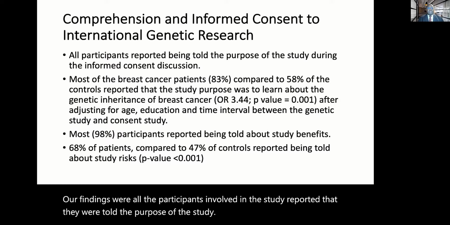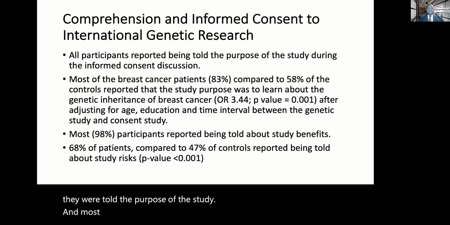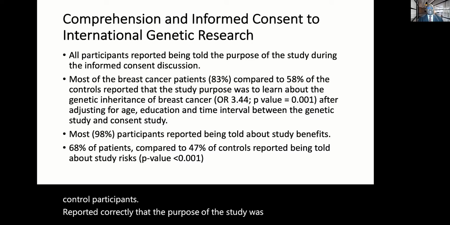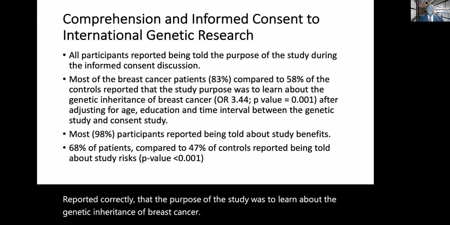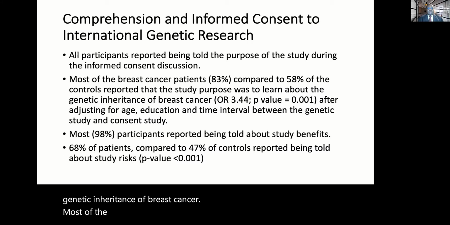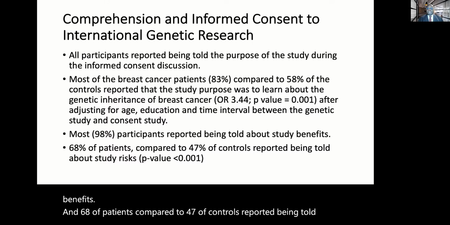Our findings were that all the participants involved in the study reported that they were told the purpose of the study. And most of the breast cancer patients, 83%, compared to 53% of the control participants, reported correctly that the purpose of the study was to learn about the genetic inheritance of breast cancer. Most of the participants reported that they were told about the study benefits, and 68% of patients, compared to 47% of controls, reported being told about the risks of the study.